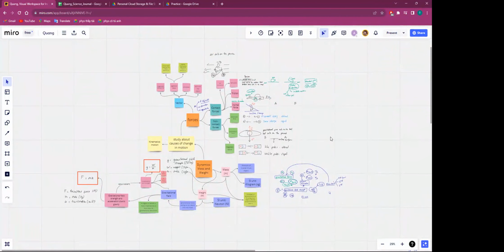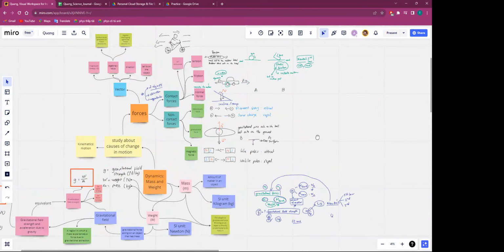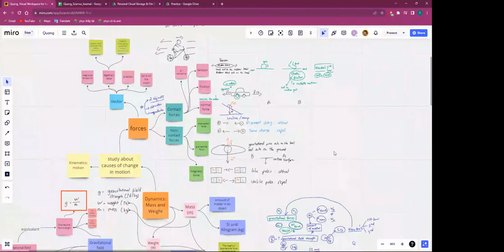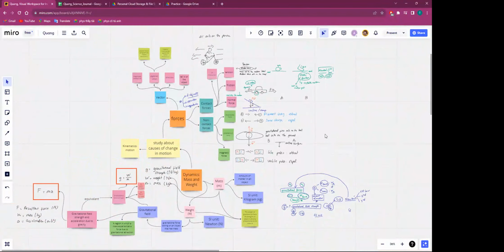Nice. Okay. So do you want to go over the mind map? Sure. So this is the mind map for the dynamics, mass, and weight.